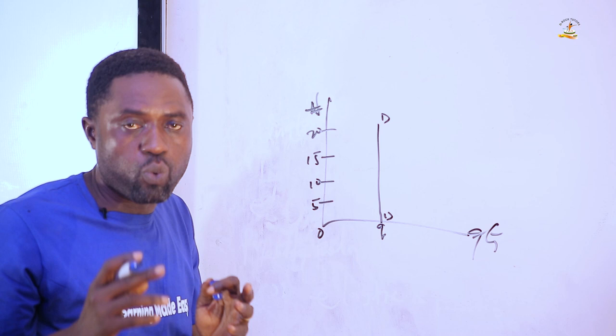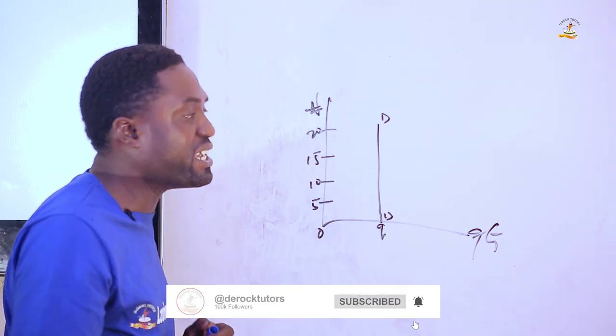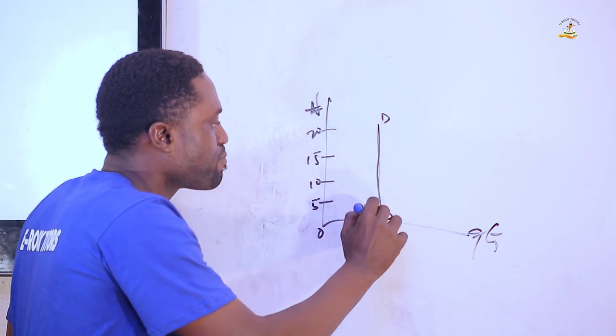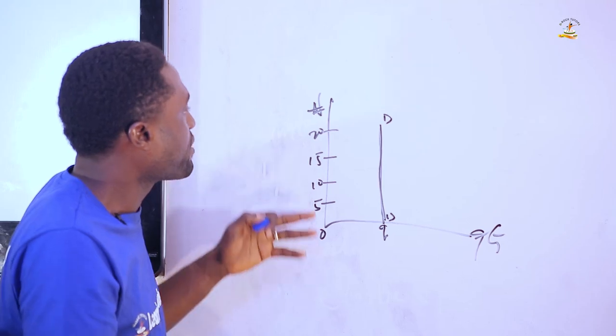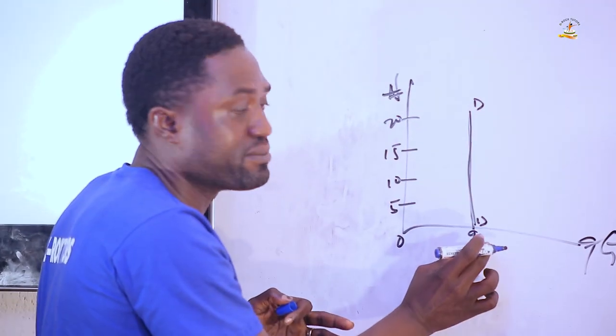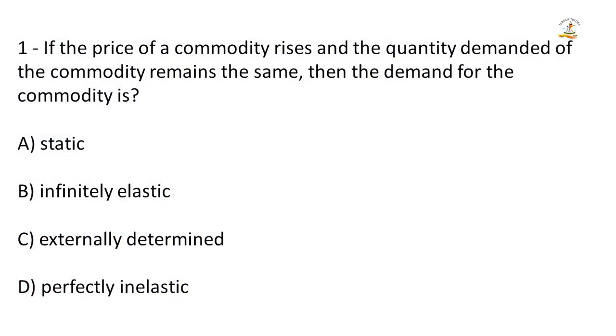That can only work perfectly for perfectly inelastic demand. So if you see any diagram like this, it is perfectly inelastic demand. So if there's a change in price and at the same time the quantity demanded remains the same, it is perfectly inelastic demand.